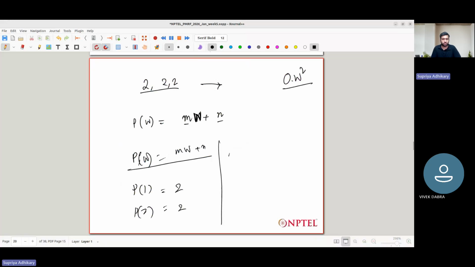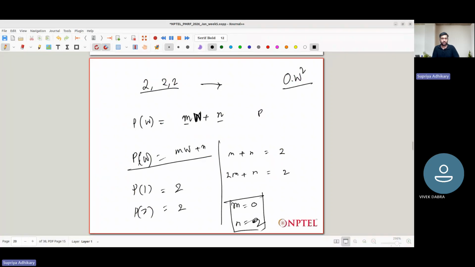So we just put the values. So p m plus n, that should be 2, and 2m plus n, that should also be 2. And from there, we can easily say that m is equal to 0 and n is equal to 2. So this will be the solution.